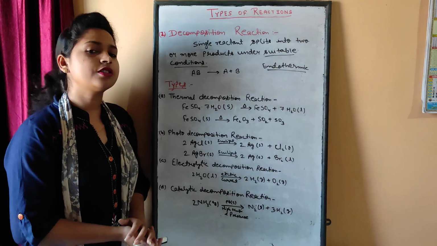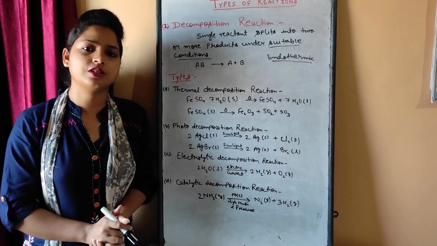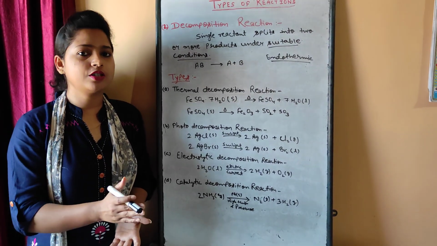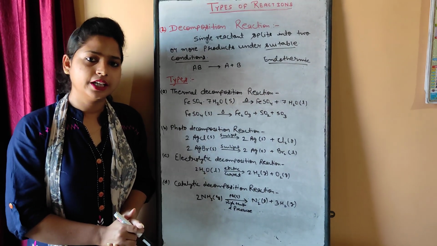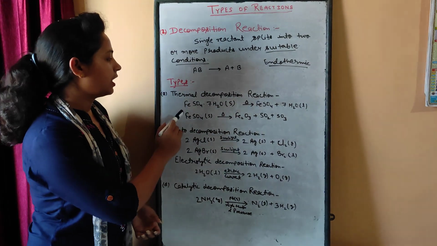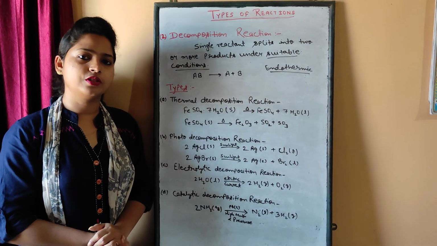Now moving towards the types of decomposition reaction. We have several types of decomposition reaction, and that is based on the source of energy which is needed to break down the reactants. Correct? Now the very first type is thermal decomposition reaction. Now what is this thermal decomposition reaction?